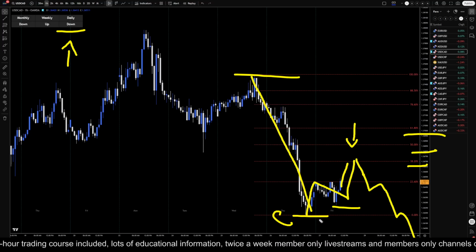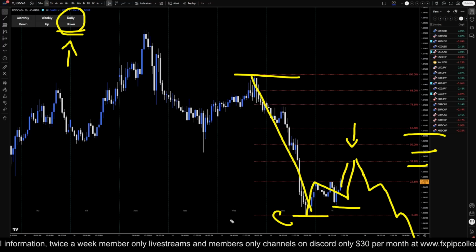Otherwise, I'm definitely looking at any move I see to the upside as possibly just a pullback to the last wave down, because the daily is definitely still down as of now, no matter what my Elliott wave analysis is potentially telling me.